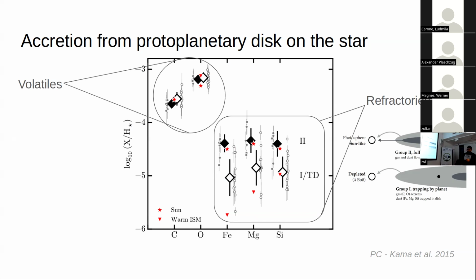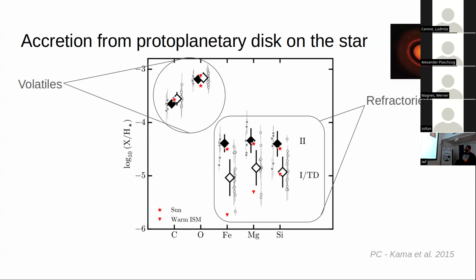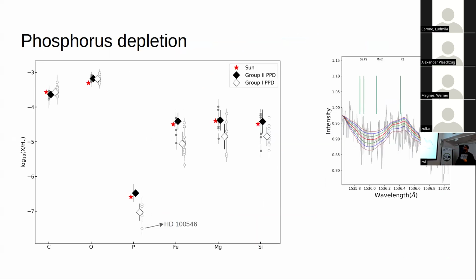So what we tried to do is do the same plot here, but to include phosphorus. It's quite difficult, but we did something. It's the same plot, same stars as well, but we just used Hubble data.